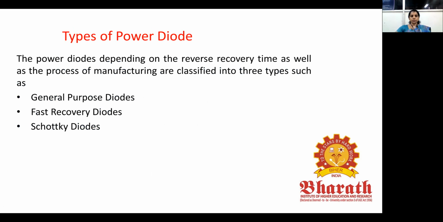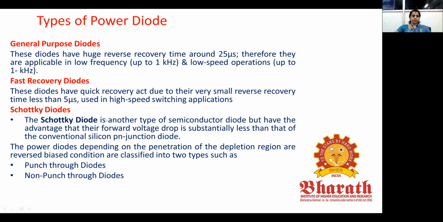So coming to the types of power diode. Broadly, we have three types of power diodes. This is mainly depending upon the reverse recovery time as well as the process of manufacturing. It is classified into three types: general purpose diodes, fast recovery diodes, and Schottky diodes. General purpose diodes have a very high reverse recovery time, about 25 microseconds. So they are mainly used for low frequency and low speed applications.